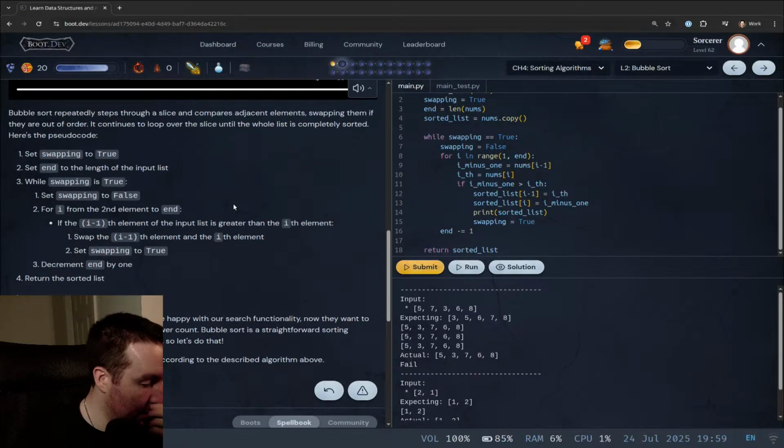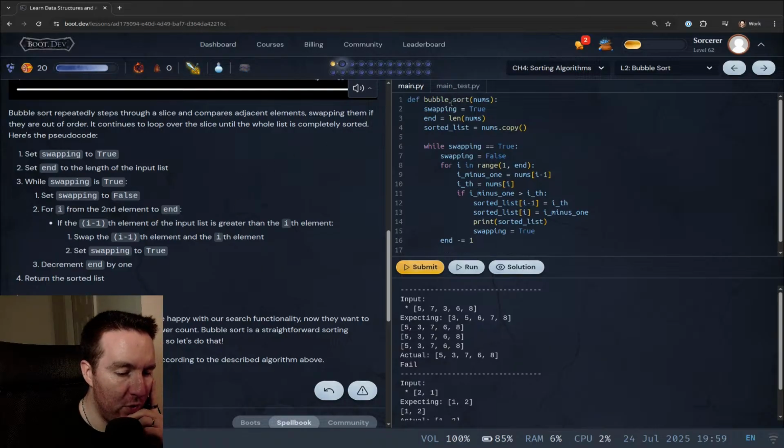Did I miss a step? So set swapping to true. Set end to the length of the input list, so nums. Make a fresh list. While swapping is true, set swapping to false. For i in range, so from 1 to the end.